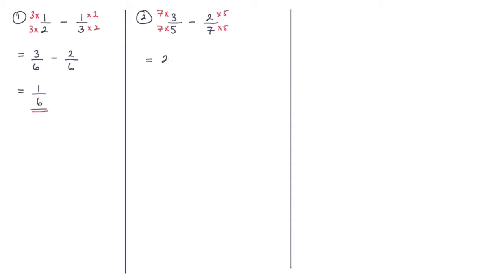7 3s are 21. 7 times 5 is 35. We're subtracting 2 multiplied by 5 is 10. And 7 5s are 35. 21 subtract the 10, that's 11, so we've got 11 over 35.